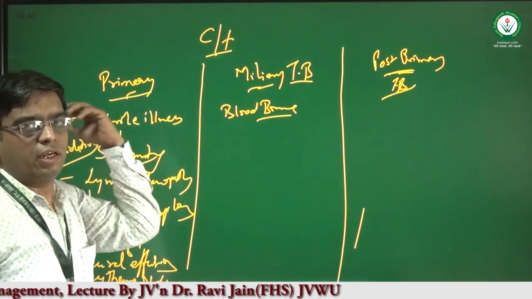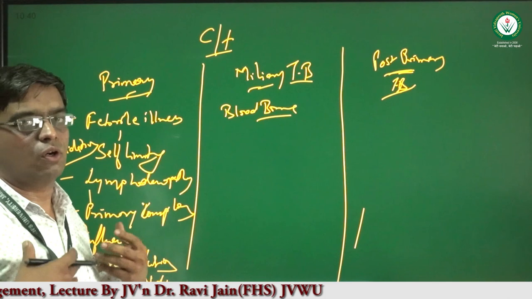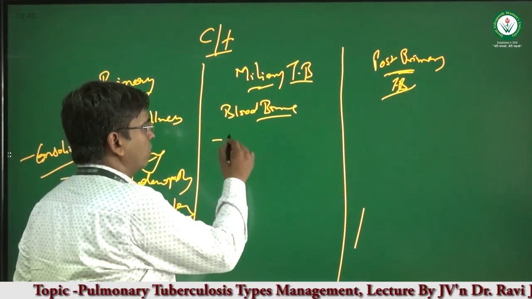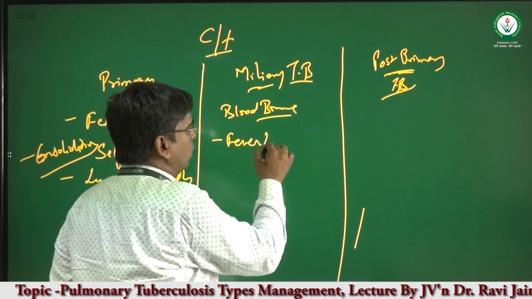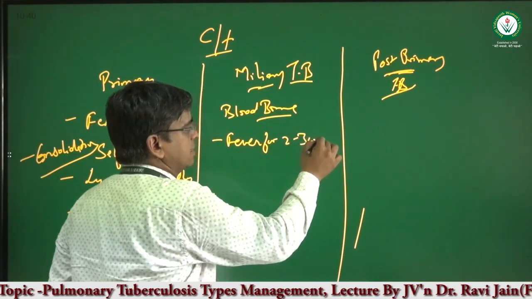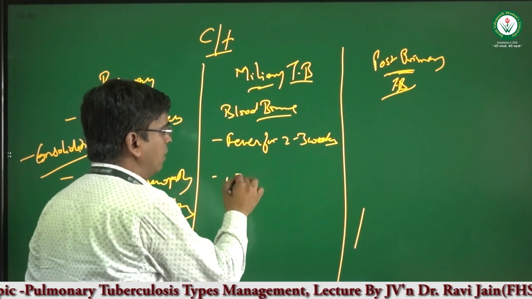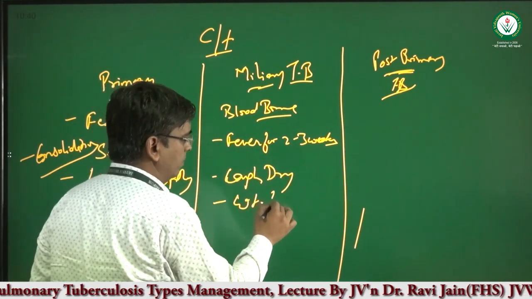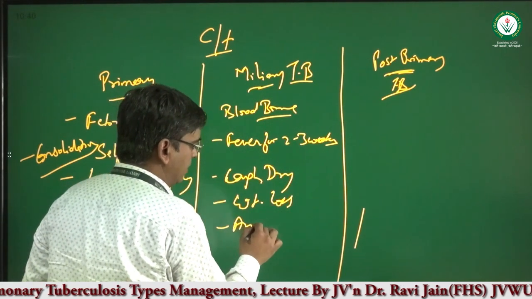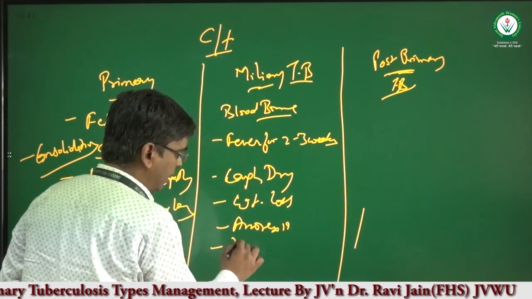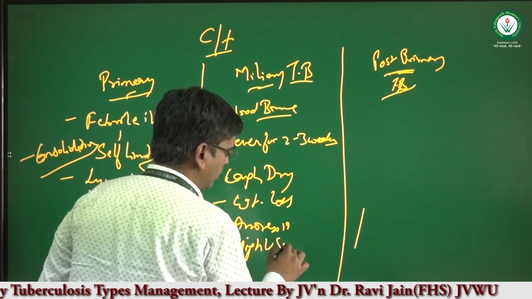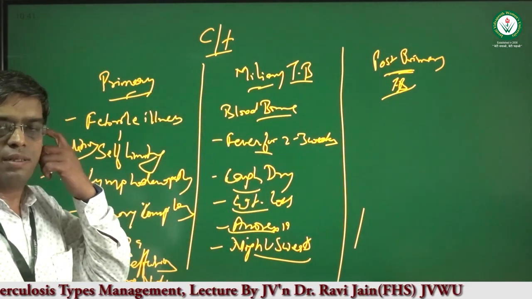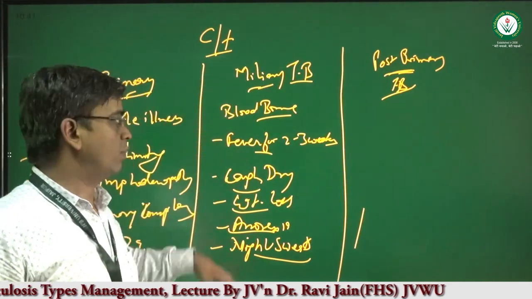Next we come to the miliary tuberculosis. Miliary tuberculosis, when the tuberculosis is spread and then the symptoms are present. This is most important. Fever for 2 to 3 weeks. Here we have cough, dry cough, weight loss, anorexia, and night sweats. These are the clinical features, typical features of the symptoms of a person affected with miliary tuberculosis.